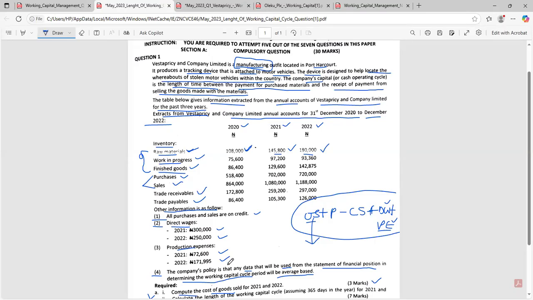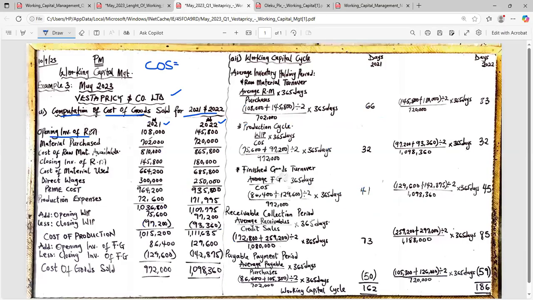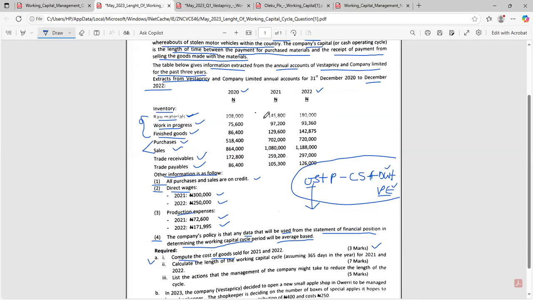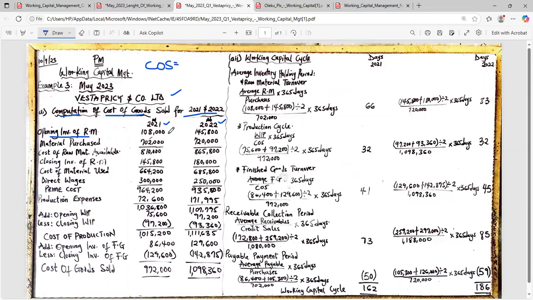All right, so let's go down. What is our opening stock of raw material for 2021? For 2021, focus your mind. Let me clean this out. Now for 2021, our opening stock will come from 2020. So the closing stock of 2020 will become opening stock of 2021. So we're going to be picking 108,000. That's what we use there, 108,000.